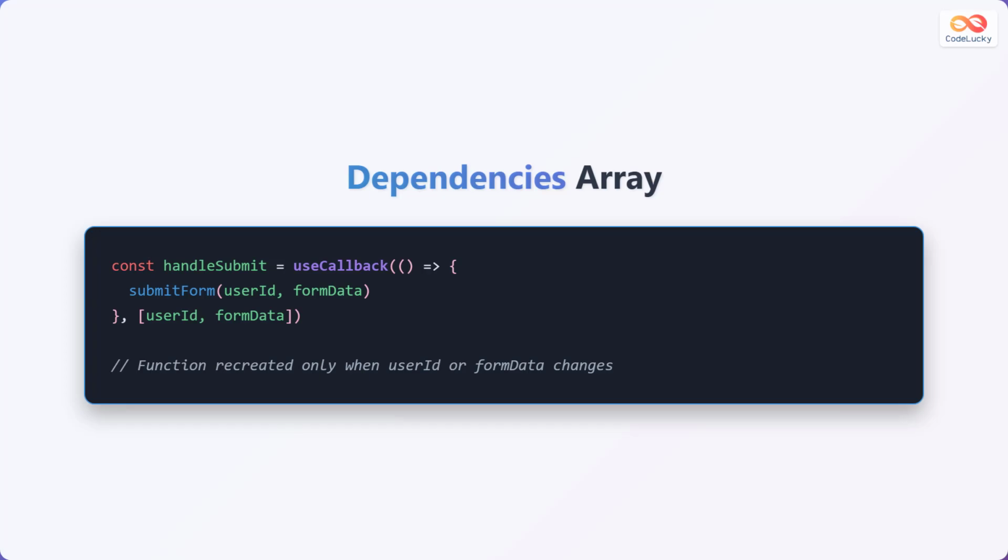The dependencies array plays a crucial role in determining when the memoized callback should be updated. Consider a handleSubmit function that depends on userId and formData. By including userId and formData in the dependencies array, useCallback ensures that the handleSubmit function is only recreated when either userId or formData changes. This optimization prevents unnecessary re-renders when other parts of the component update.